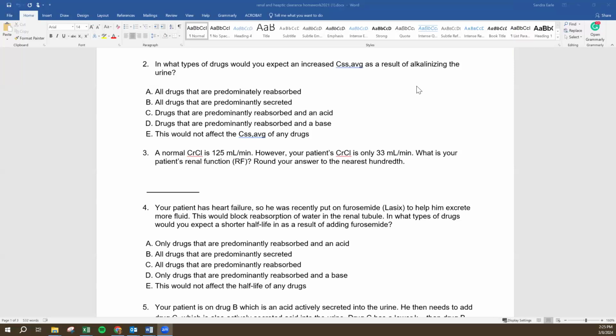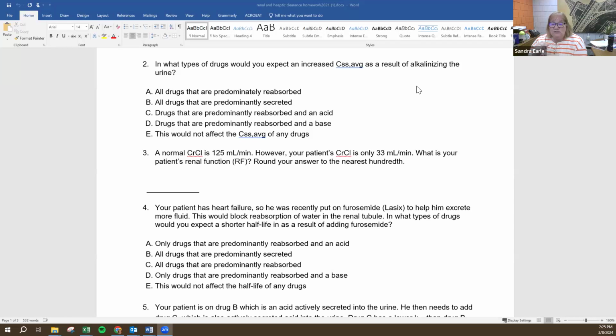Enhancing, right? If you enhance reabsorption, it's moving back into the blood, and therefore not being cleared. Absolutely right. So if you enhance reabsorption, you're going to have a decrease in your renal clearance. Is everybody okay with that?